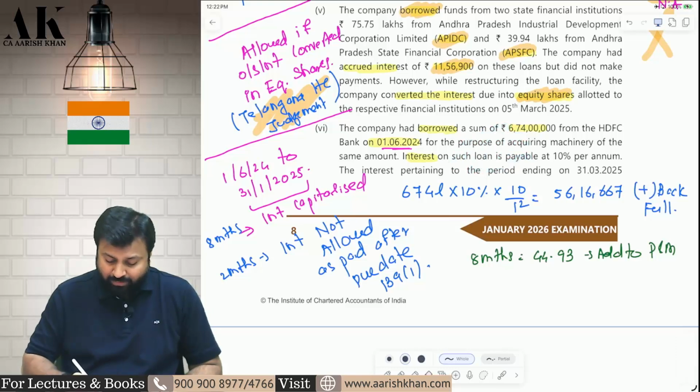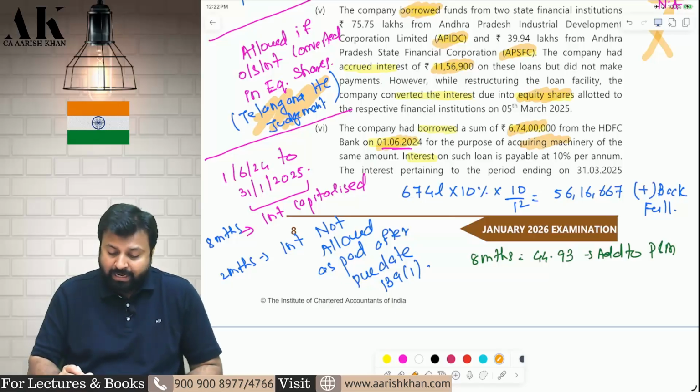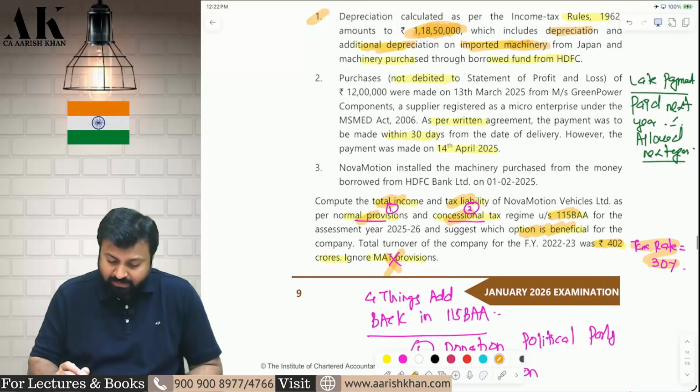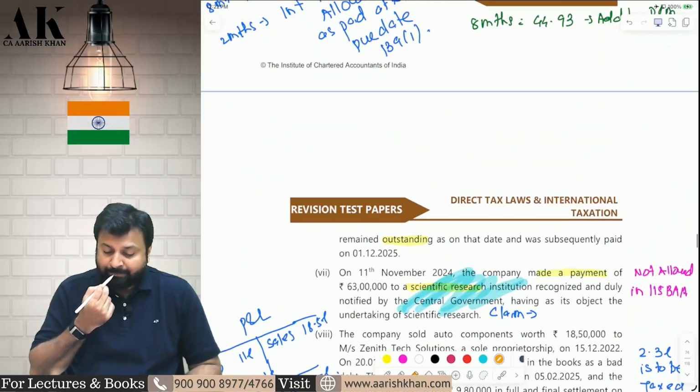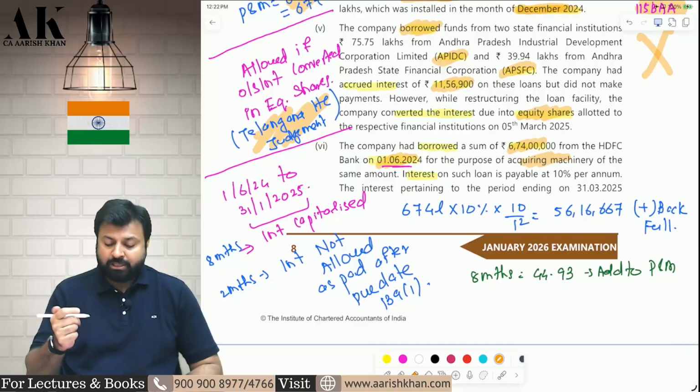Be very careful. You have taken a loan of 6 crore 74 lakh for acquiring a machinery. You have taken the loan on 1st of June 2023. Now, the machinery is put to use on 1st of February 2025. Okay. So, you have taken the loan on 1st February 2024, and after 8 months, the machinery is put to use.